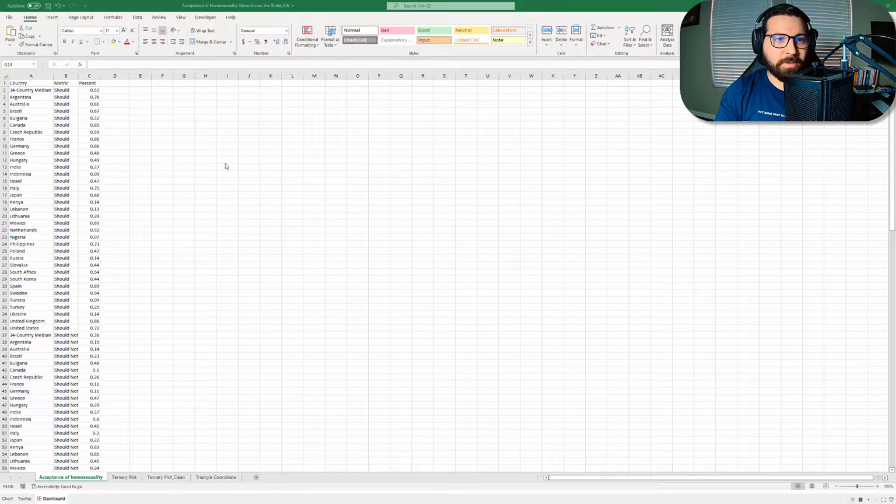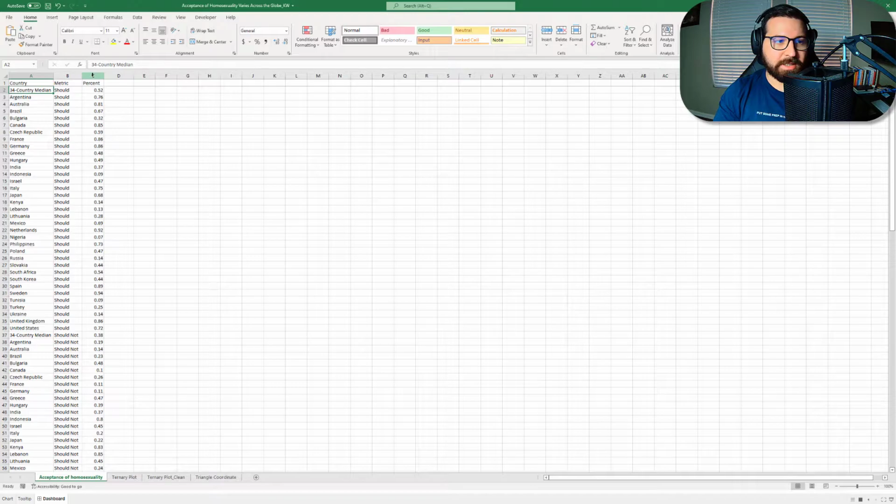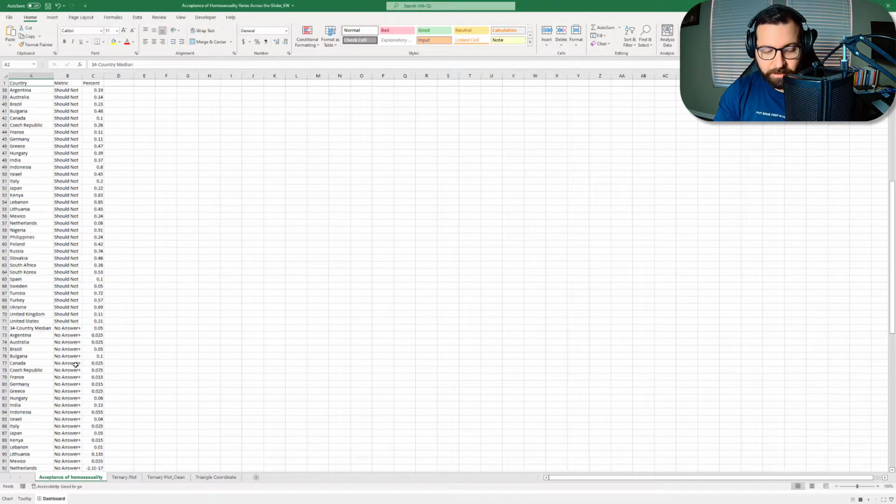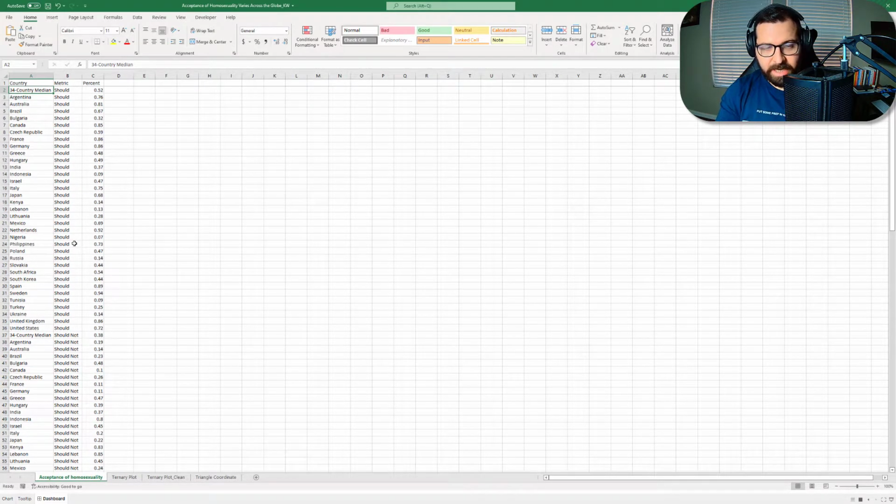So this is what the original data set looked like. Again, this is part of the Back to Viz Basics challenge. And so you just had 3 columns to work with, country, metric, and percent. And so we've got this metric should, should not, and then a no answer, plus and minus. And then in the data set, as Kevin worked through it, he prepared a couple of different sheets here.